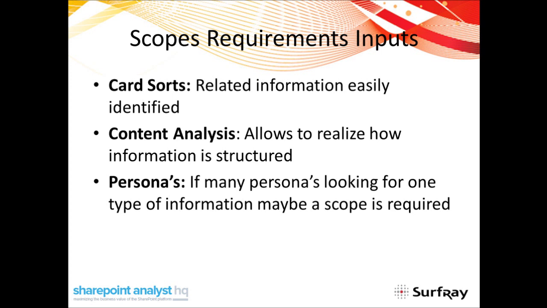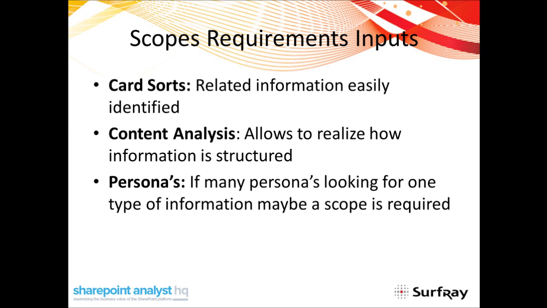So how do we implement scopes? Well, there are 3 requirements inputs that I use that are a great way to determine the types of scopes you need. Card sorts can tell you how your users group information, and you can craft those scopes around that information. Content analysis is going to give you great insights into how your users think about information currently, and maybe you can craft your scopes around that as well.